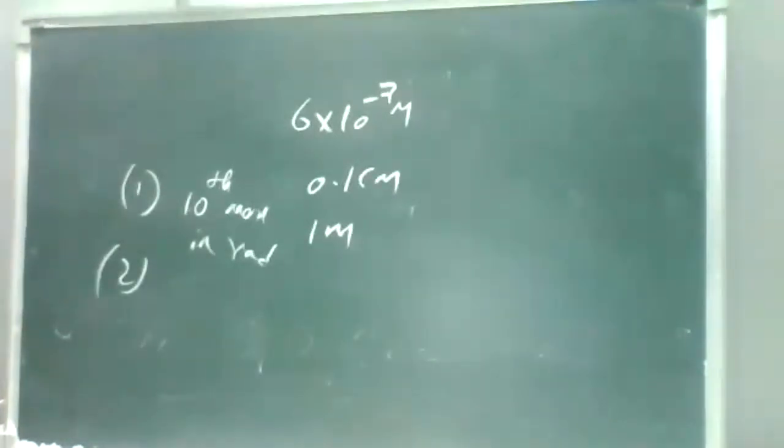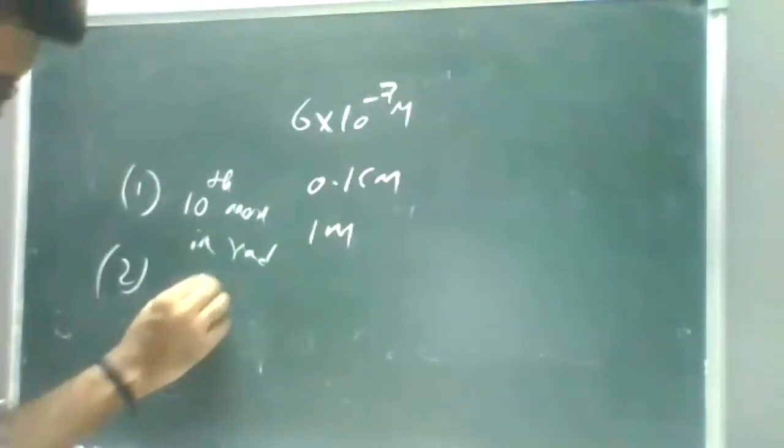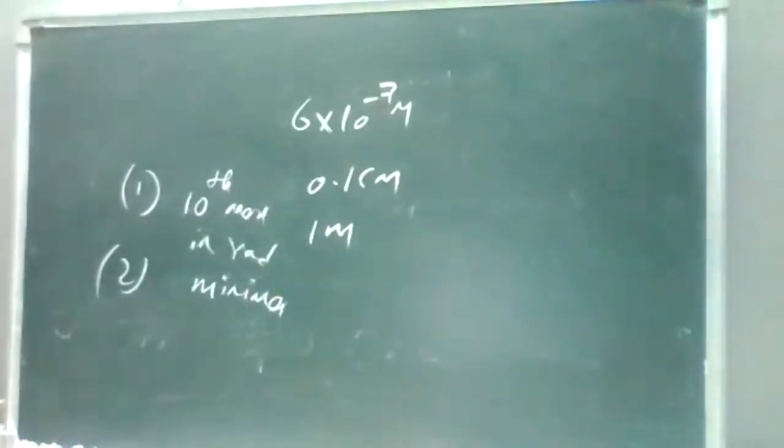In Young's double slit experiment, wavelength is 6 into 10 power minus 7 meters. Slits are 0.1 centimeter apart. Screen is placed 1 meter away. Find the angular position of the 10th maximum in radians. Second one, the separation of two adjacent minima. We are going to find these two from the relations.